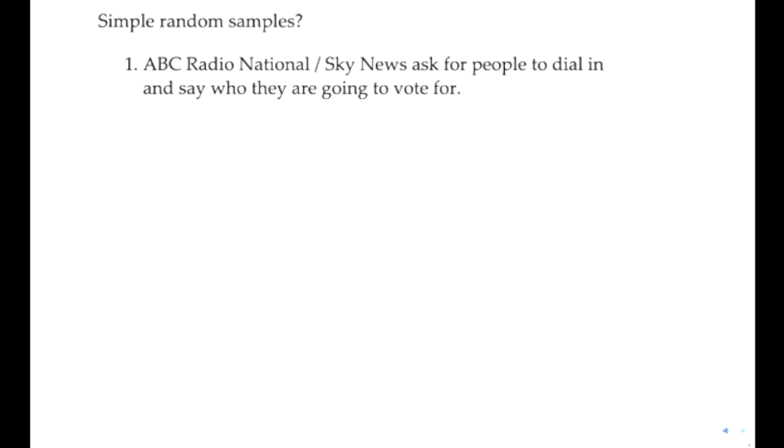So here are some possible ways that we might think about how those 1,400 individuals were gathered for that political poll for voting intentions that we saw just before. For example, is this reminding you of a simple random sample in any way? Let's suppose a media outlet, such as ABC Radio National or maybe Sky News, during one of their broadcasts, opens up the phone lines and the Twitter feed and the email and everything else and says, let us know in the next half hour who you're going to vote for. Then at the end of that half hour or hour, they close it all off, count up the votes and say, well, according to the people who contacted our show, this is how the vote's going to go.